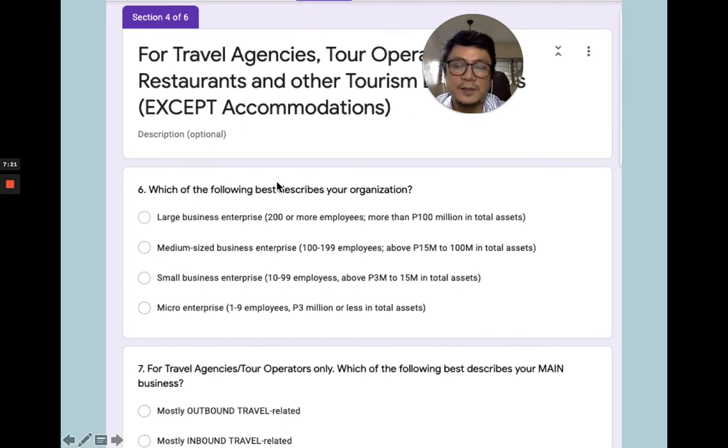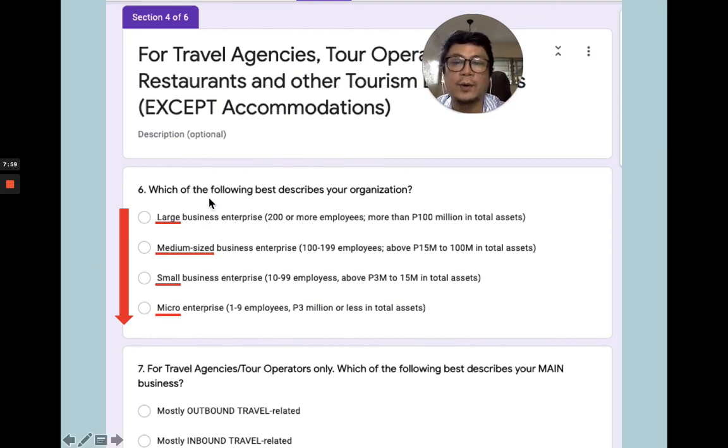Okay. Number 6, which of the following best describes your organization? A large business enterprise, and there's a definition there from the Department of Trade and Industry. Medium-sized business enterprise, small business enterprise, micro enterprise. Okay. So these are categories of enterprises: large, medium-sized, small, and micro. So it is categorical data.